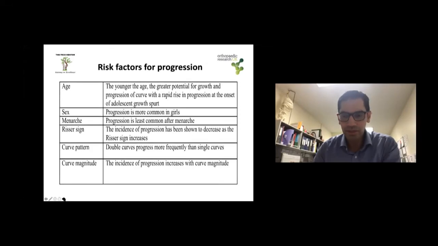And other measurements, which I'll describe in the subsequent slide, is the RISA sign, which can help you determine progression, which is a measurement of the progression of the iliac apophysis. Curve patterns can also indicate progression. Double curves progress more frequently than single curves, and also clearly curve magnitude.